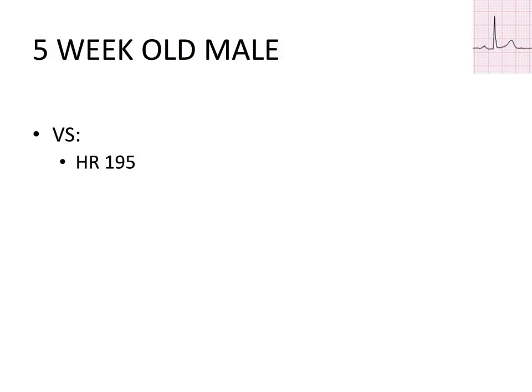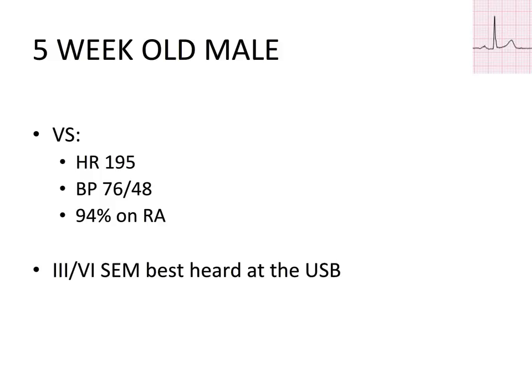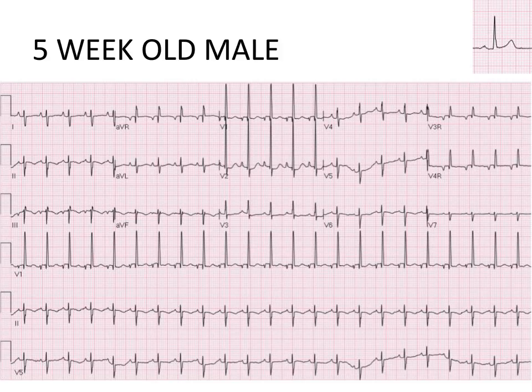His vital signs show a heart rate of 195, a blood pressure of 76/48, and an oxygen saturation of 94% on room air. You appreciate a 3 out of 6 systolic ejection murmur best heard at the upper sternal border. You decide to get an EKG. And this is what you see.